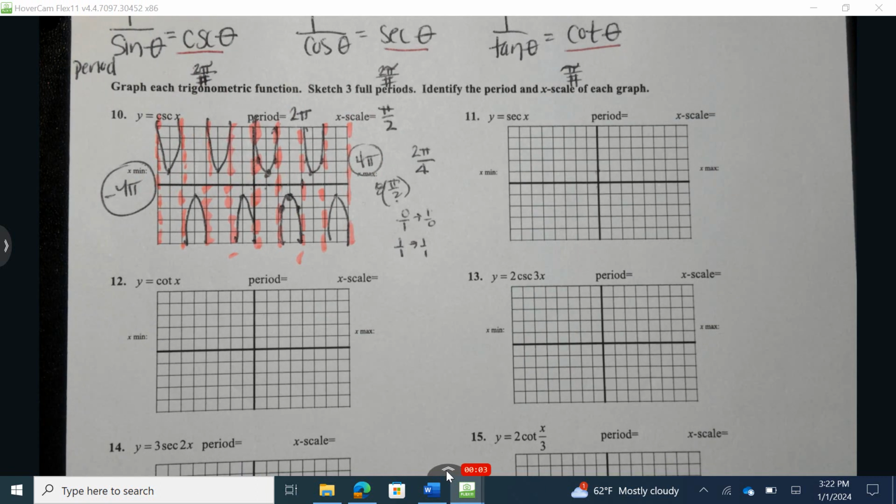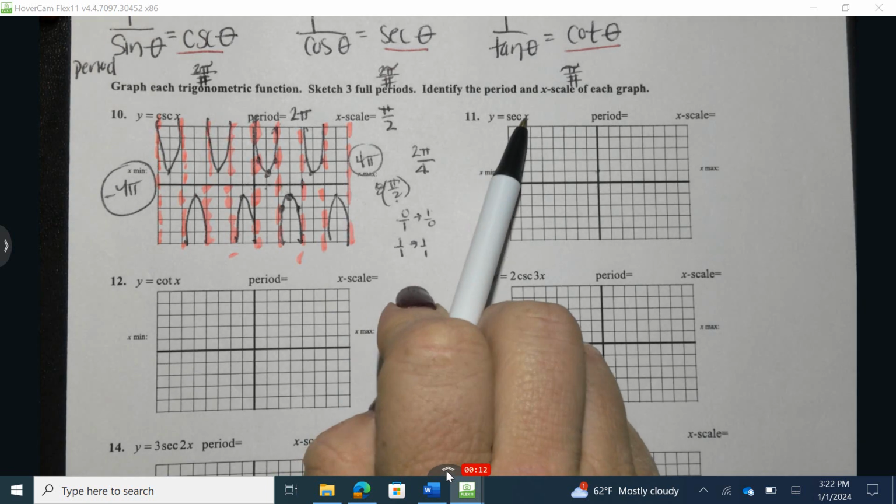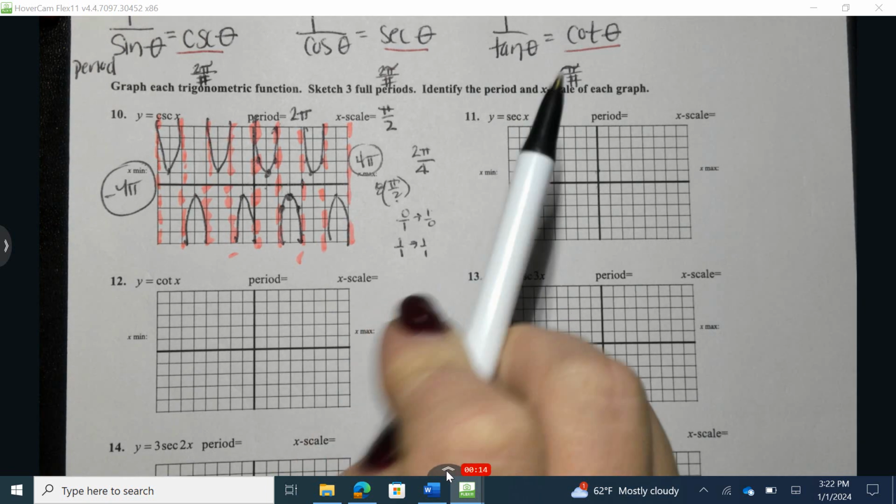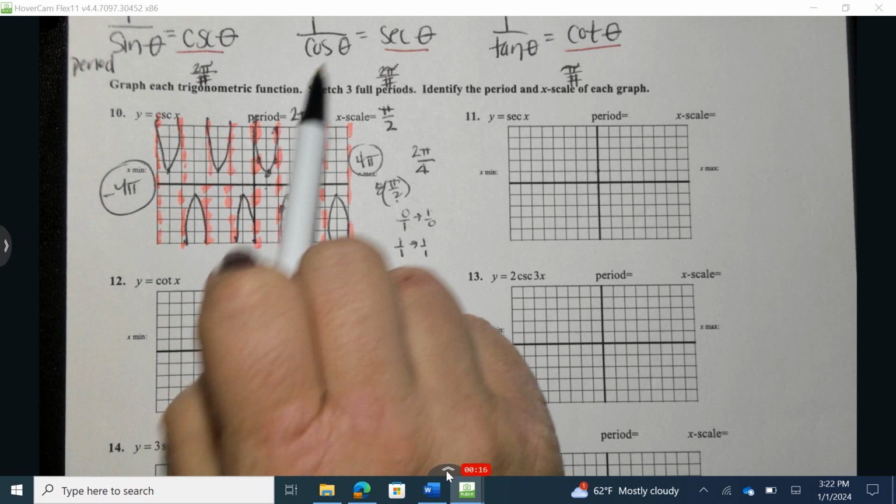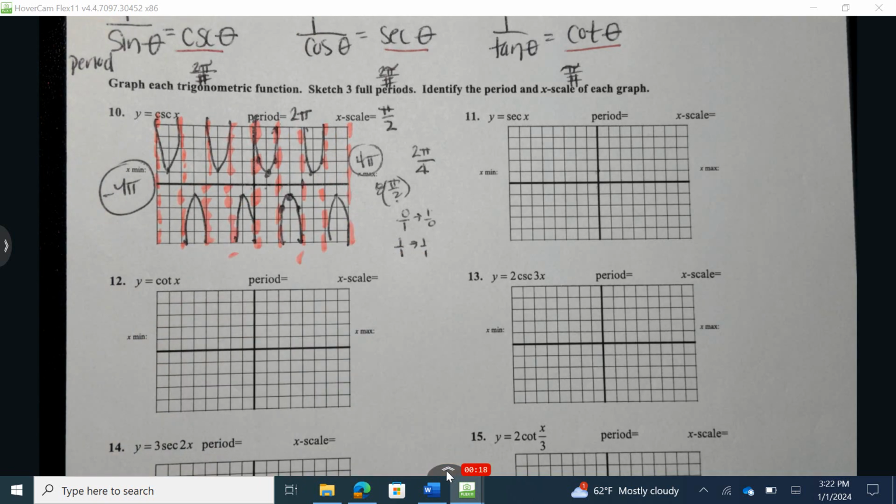This is Unit 9, Lesson 3, and we're going to focus on number 11. So I see secant. We don't pronounce it "sec." The secant, y equals the secant of x. And I recognize that secant is just the reciprocal of cosine.